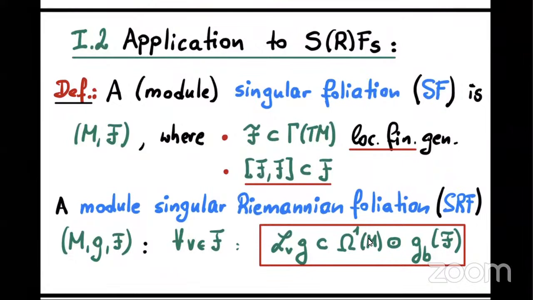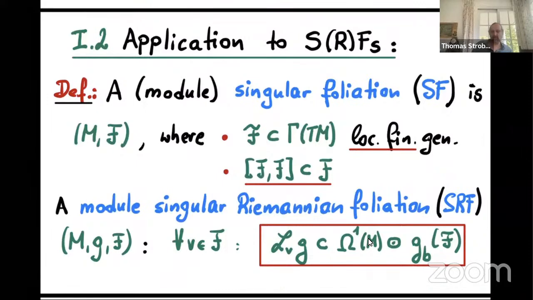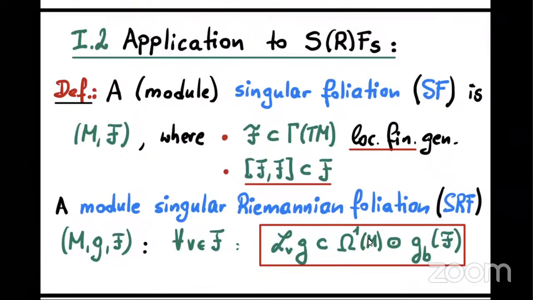May I ask something, Thomas? Sure. G, is that a Riemannian metric on M, or is it a metric on the normal bundle of the foliation? No, just on M. On M, okay, thank you. Yes.